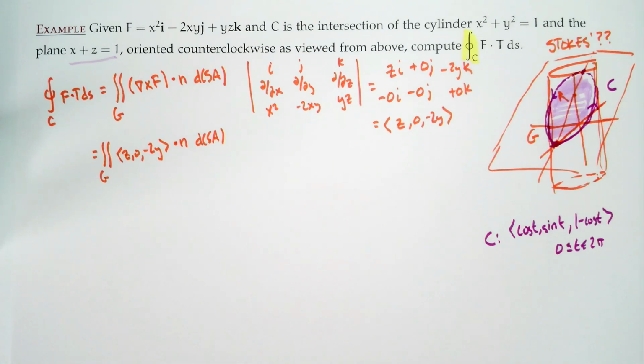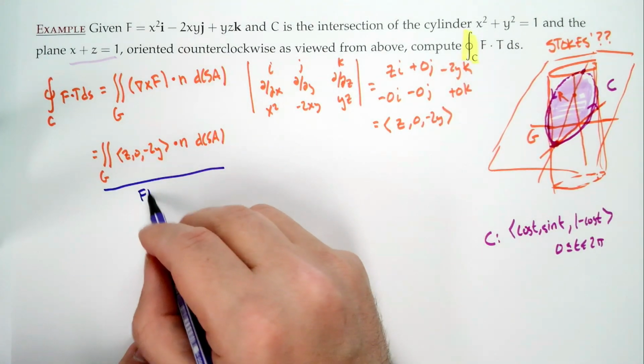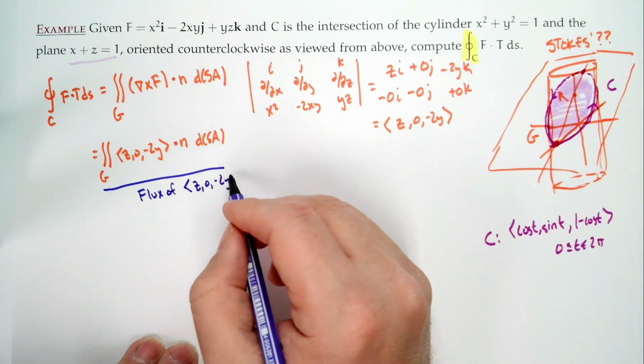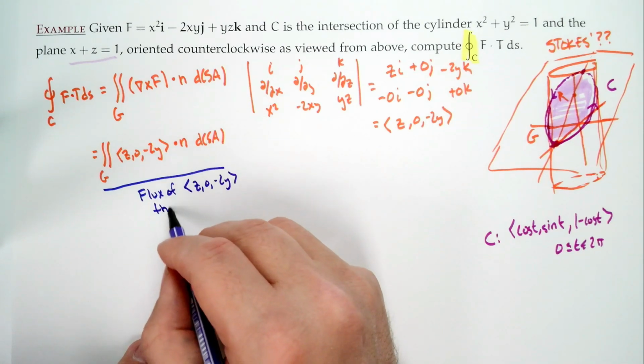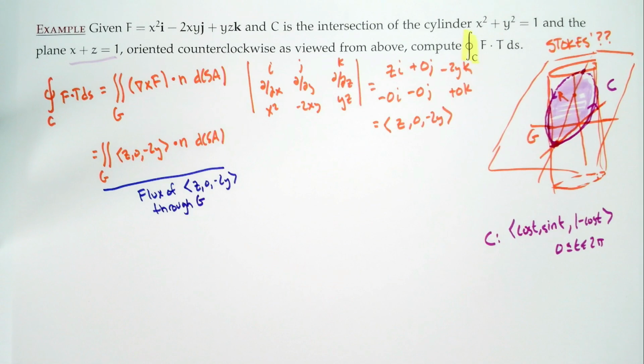And here's the cool thing: I can think of this in the following way. I can say, aha, I can think of this as the flux of ⟨z, 0, -2y⟩ through G. Now you might say, well, wait a second, is that what we're doing? And the answer is yes. That is exactly what we're doing. Whenever you have some F dot N on a surface, you're doing a flux. So you're allowed to think of a flux that way.